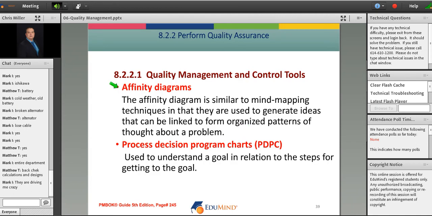Affinity diagram is similar to mind mapping techniques, in that they are used to generate ideas that can be linked to form organized patterns of thought about a problem. So I definitely just want to know the definition for that. Process decision program charts, otherwise known as PDPC, are used to understand a goal in relation to the steps for getting to the goal. So good reference on 245 in the PMBOK.